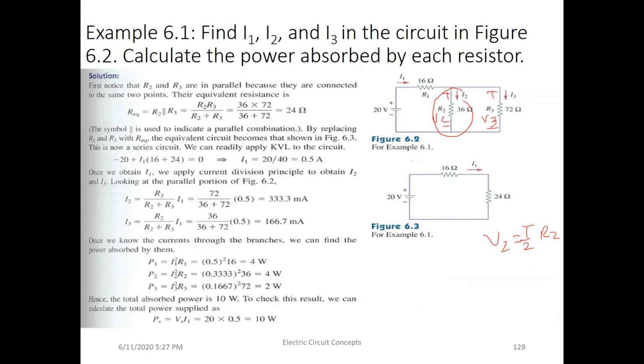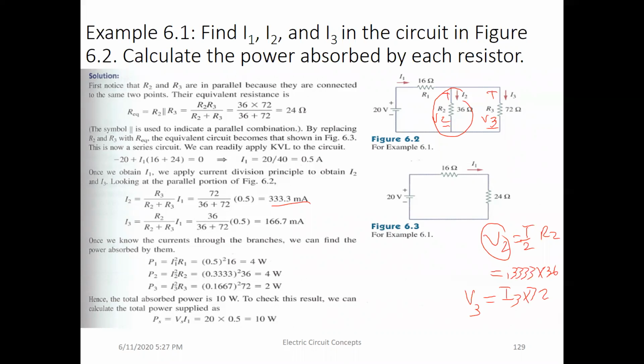If we use amps, our voltage will be in volts. If we use milliamps, then the units for the voltage will be millivolts. So I2 is 0.333 multiplied by 36, and then you can use your calculator to find the value. Same thing for V3: it will be I3 times 72.